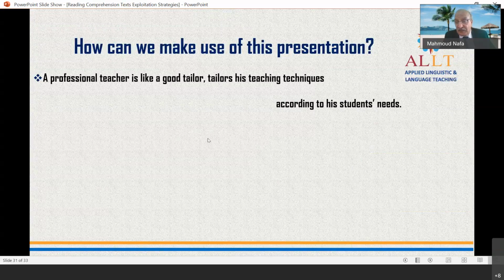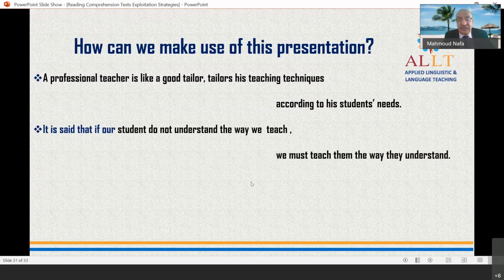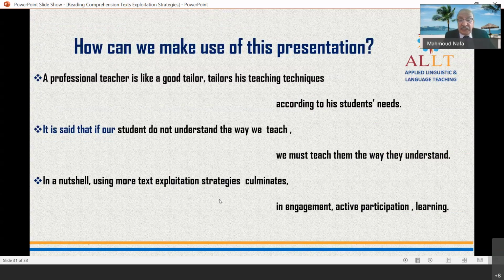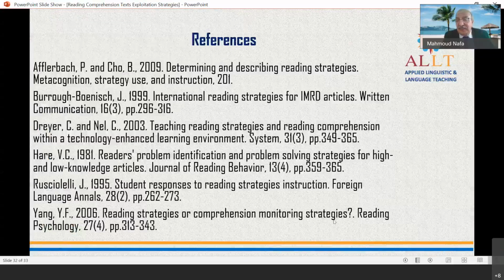A teacher is like a tailor. He tailors his teaching style according to his students' needs. In a nutshell, using more text exploitation culminates in engagement, participation, and learning. Thank you very much. And you are welcome to any questions.